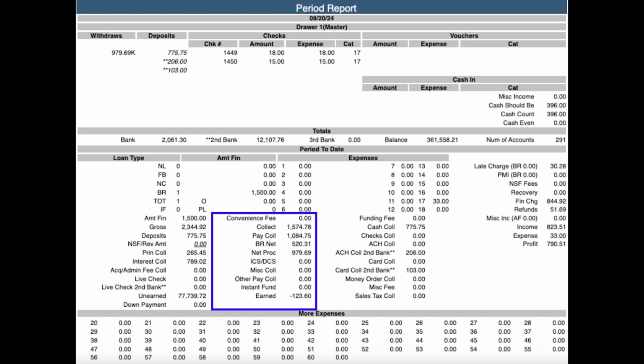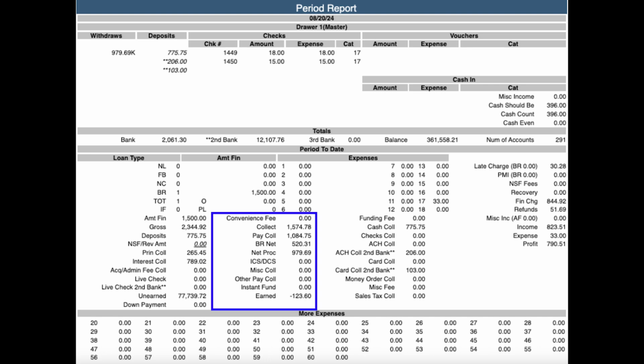Expense category number 19, miscellaneous collect: total of miscellaneous fees collected. It only applies to loan types not specifically defined in the software, like collection fees, lawyer fees, repo fees, and other. This is miscellaneous fees collected from the loan register. Other pay collect: the amount from any other form of payment that is not cash, check, ACH, card, or money order collected for that day, month, year.